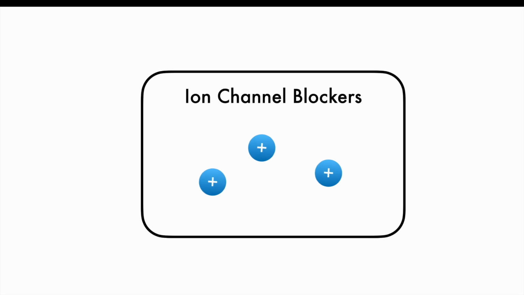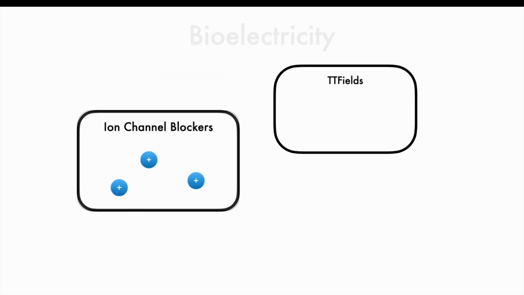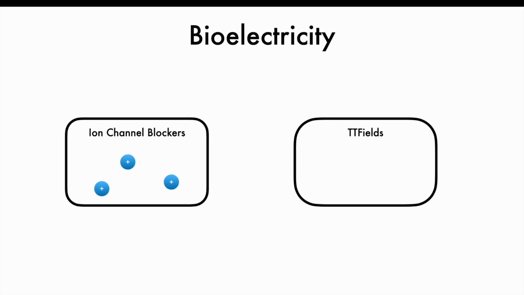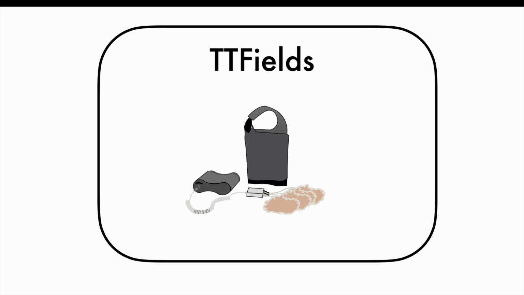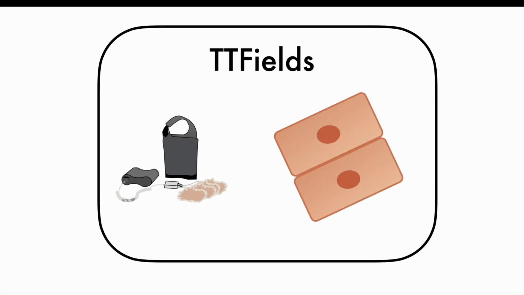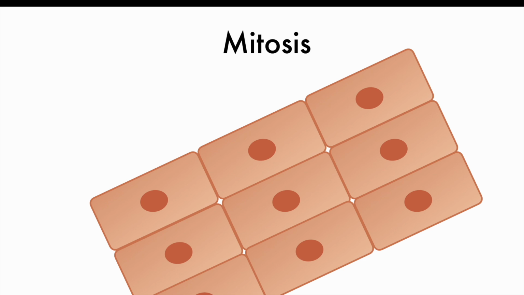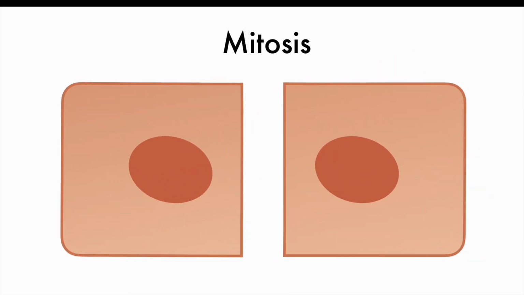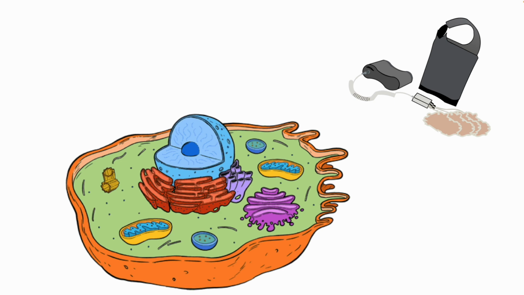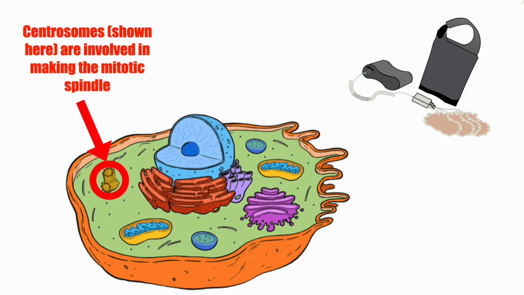Ion channel blockers are not the only way in which cancer cells can be targeted by means of bioelectricity. TT fields, which stand for tumor treating fields, are another ingenious treatment that focus on cell division, otherwise known as mitosis. Mitosis is a process that makes two identical daughter cells by separating and sharing the parent cell's chromosomes. TT fields target the cellular components involved in chromosomal separation, such as the mitotic spindle.